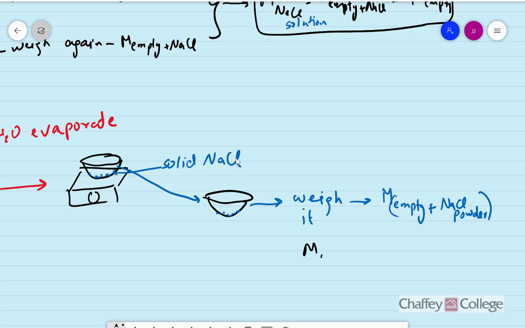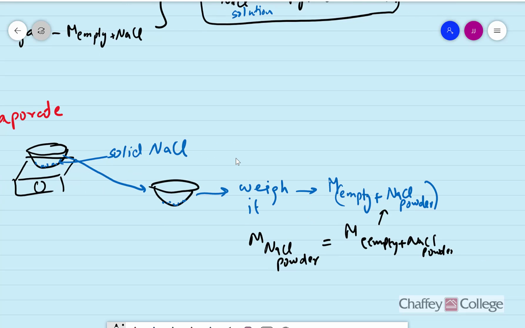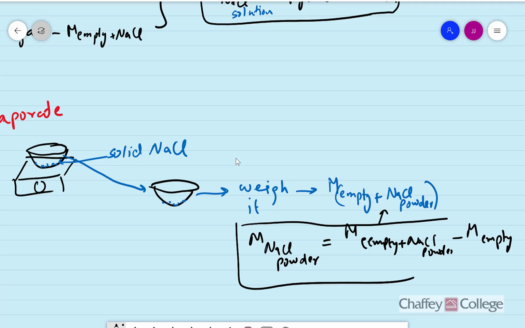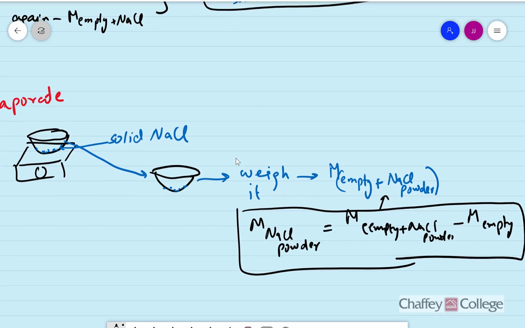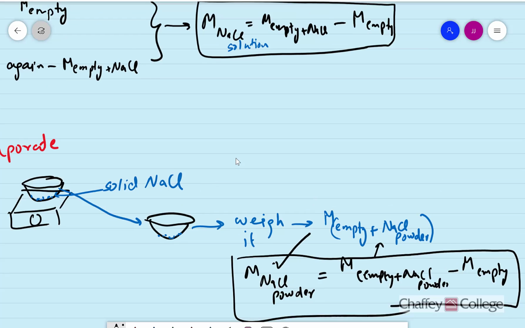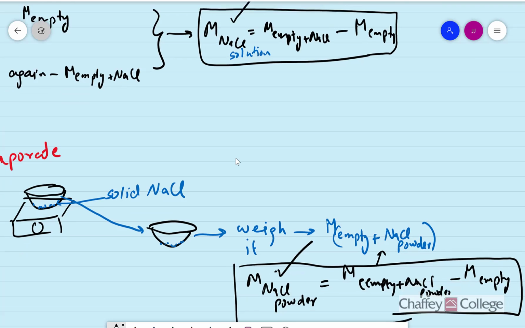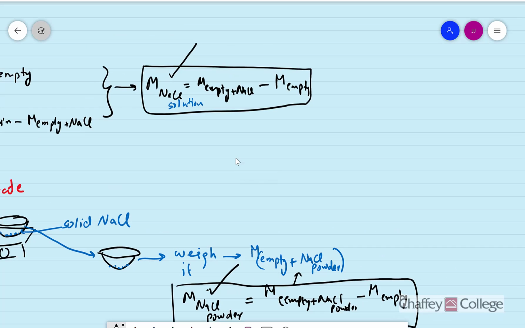So the mass of NaCl powder will be equal to the mass of empty plus NaCl powder, which we just measured, minus the mass of empty only, which we measured in the beginning of this experiment. So now I know the mass of my powder, and I know the mass of my NaCl solution. Using these two masses, I can calculate the mass over mass percent.